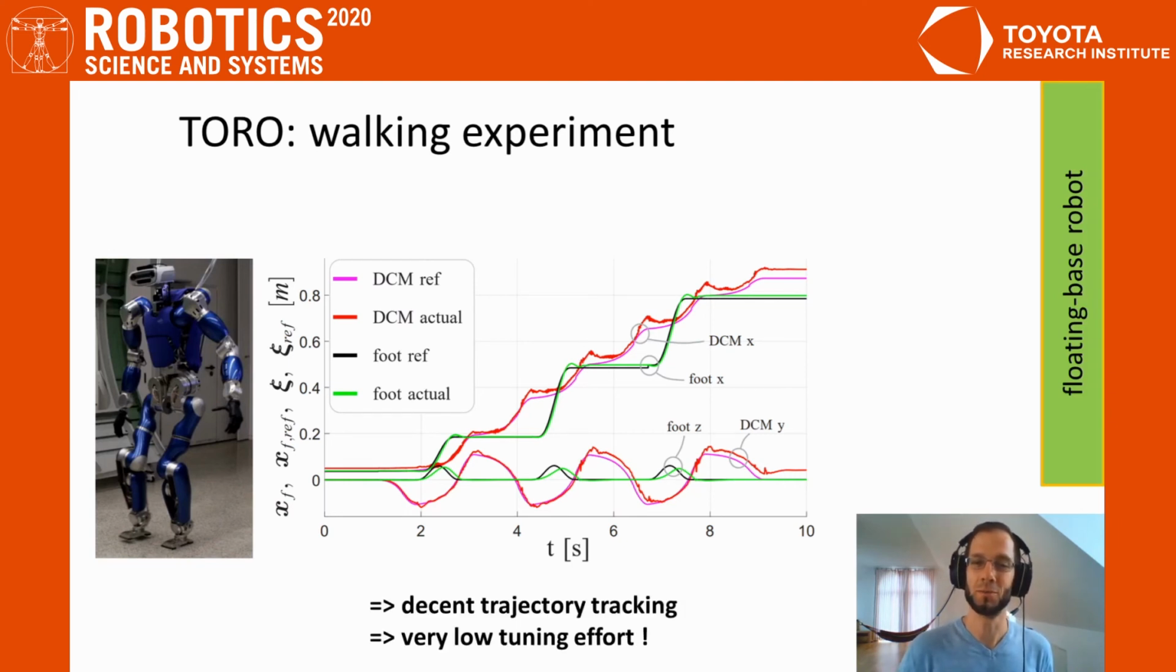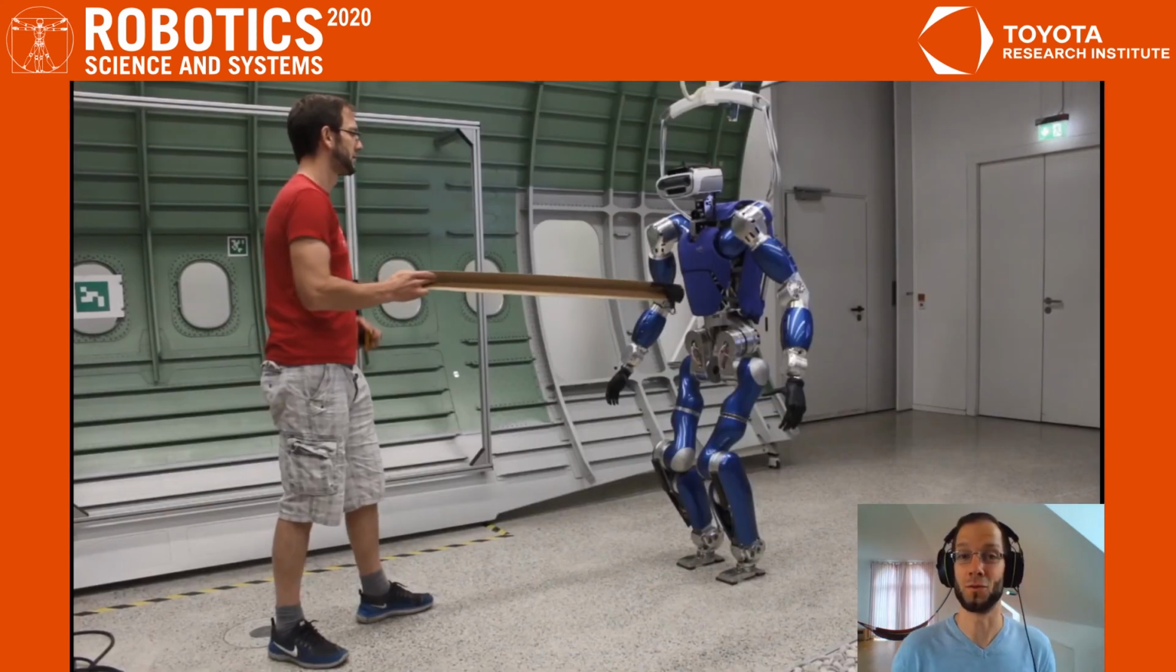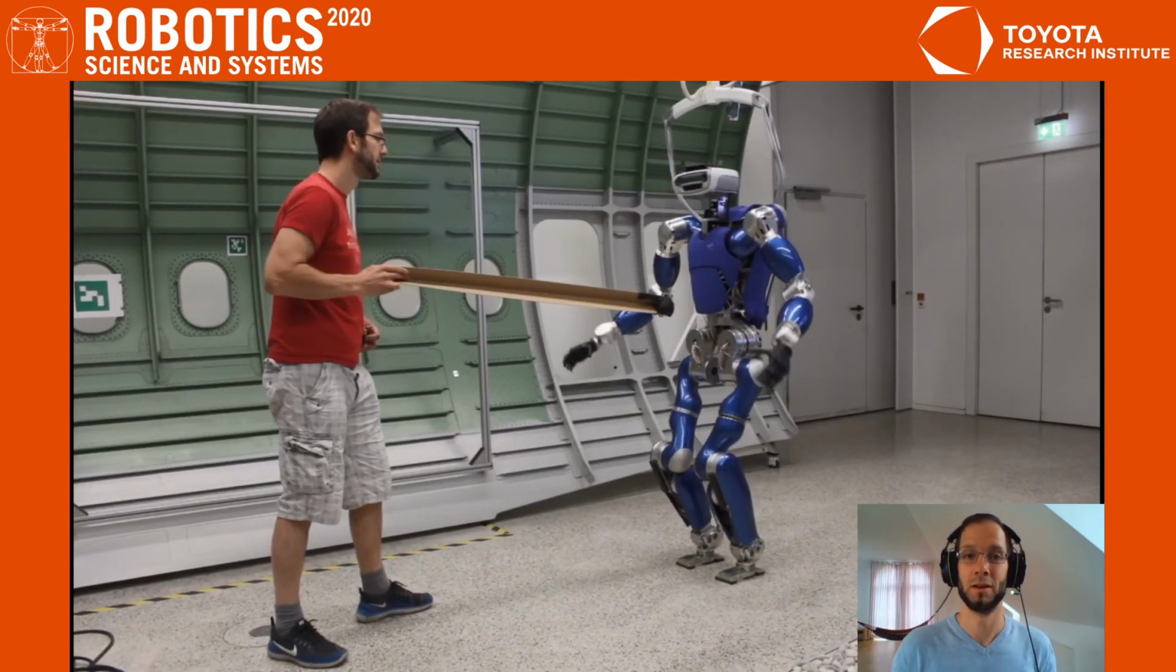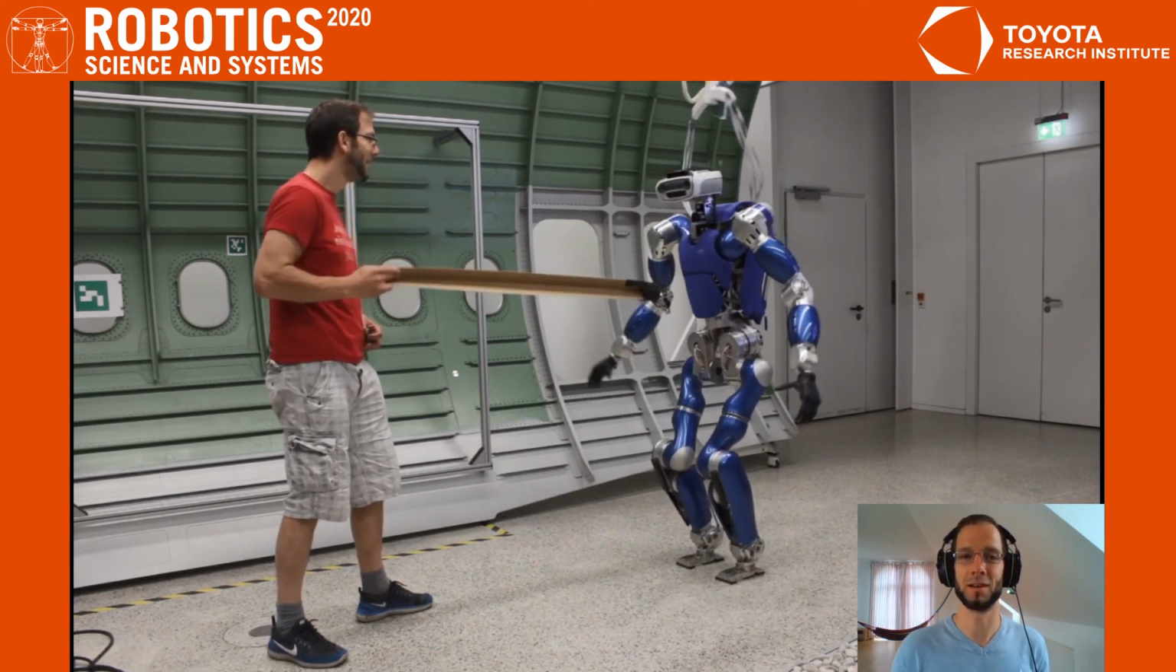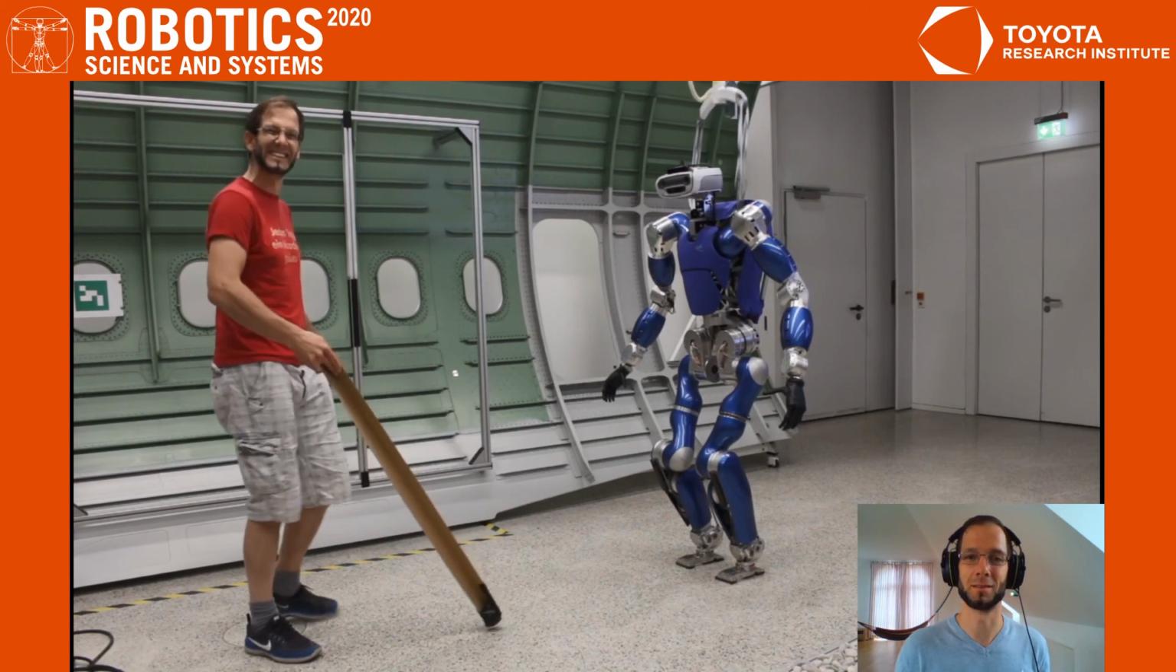It is important to point out that MPTC, as compared to inverse dynamics, requires a very low tuning effort when it comes to its real-world application. The overall control framework of TORO, in addition to MPTC-based tasks, also contains an angular momentum regulation task. Here we see the achieved robustness.